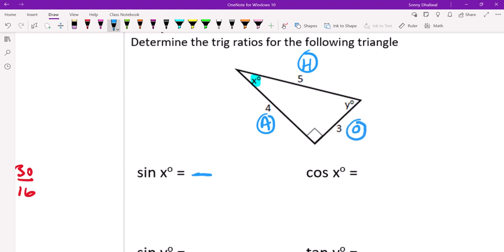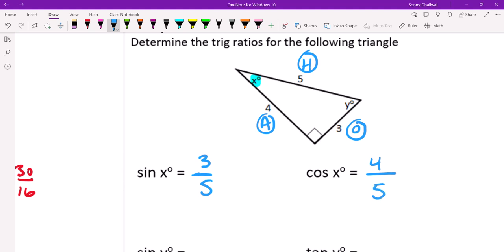So our sine formula then is what fraction? The formula's up in there, opposite over our hypotenuse. What do we have? 3 over 5, thank you. Our cosine formula is adjacent over hypotenuse, so that is going to be 4 over 5.